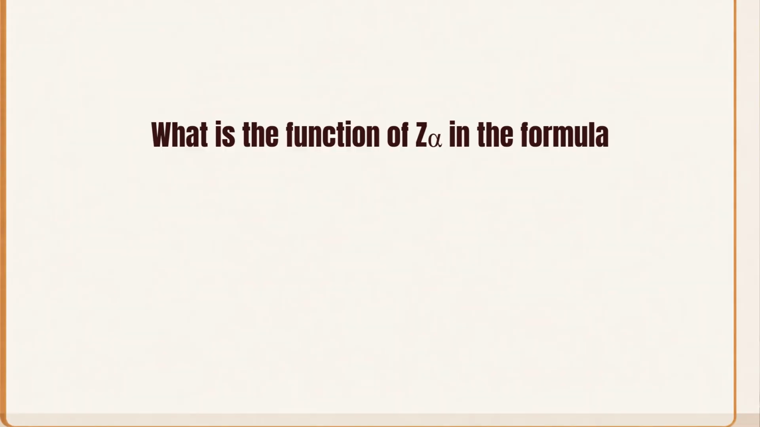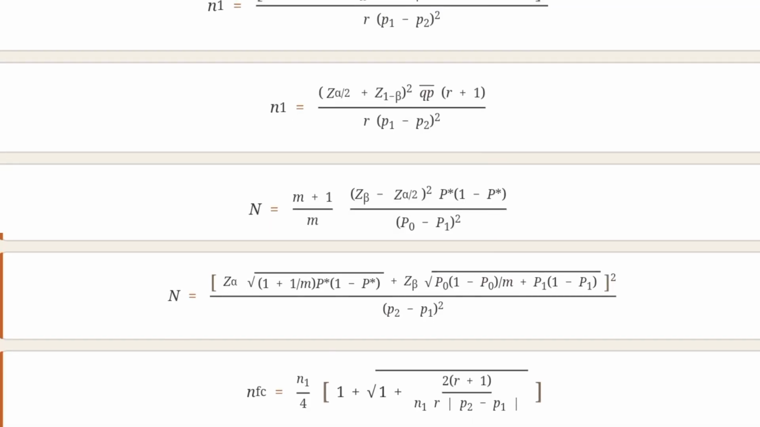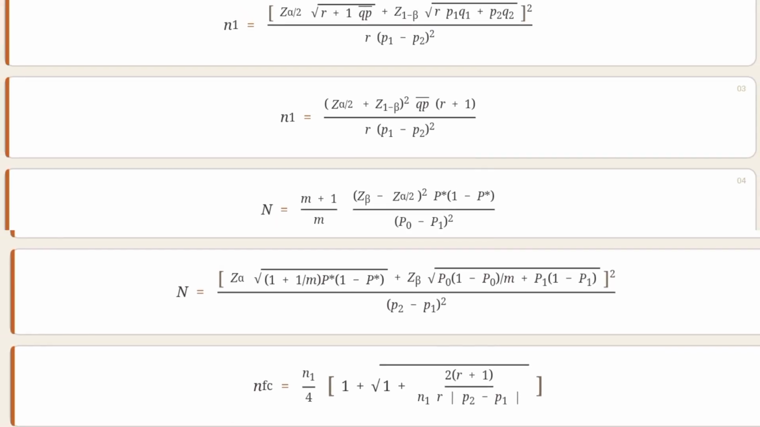The majority of them were telling me how to get the variables. For example, someone is saying, this is how you get your P1, this is where you get your P2, this is where you get your Z alpha, this is where you get your Z beta. But I wanted to know what is the function of Z alpha in that formula? What is the function of Z beta in that formula? And also, some of these formulas look similar, but some variables are kind of different, which is kind of confusing to me.